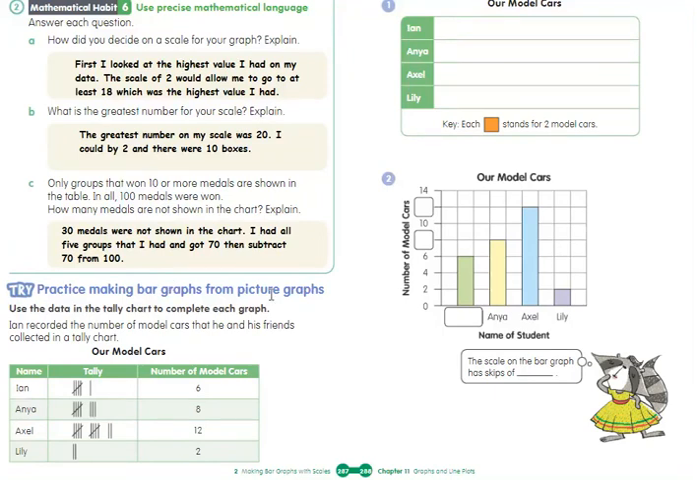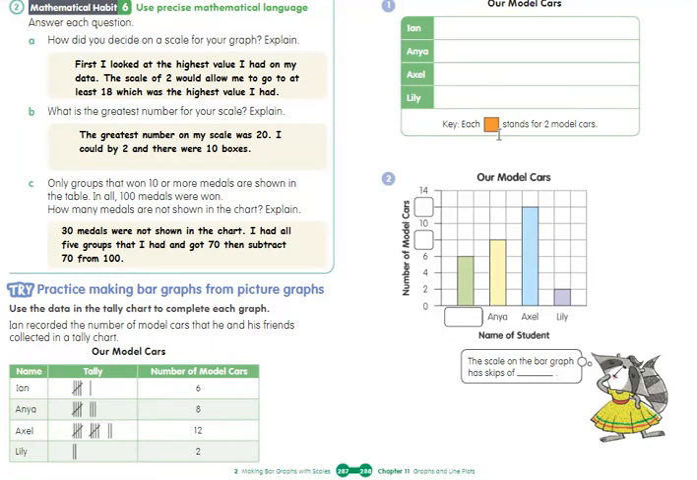Practice making bar graphs from picture graphs. Use the data in the tally chart to complete each graph. So now this time we're going from a tally chart to a picture graph and a picture graph to a bar graph. So Ian recorded the number of model cars that he and his friends collected in the tally chart. So our model cars, Ian had 6, Anya had 8, Axel had 12, and Lily had 2.